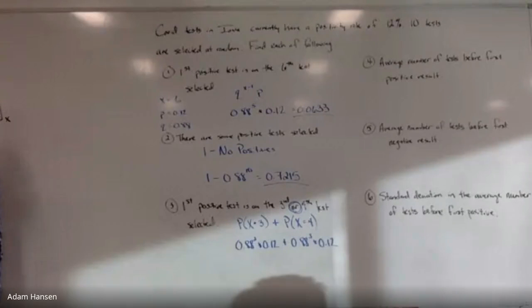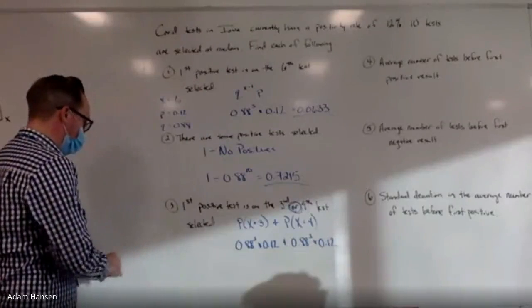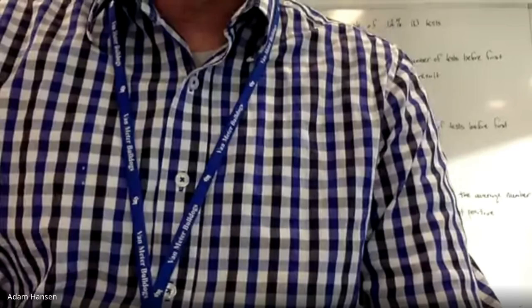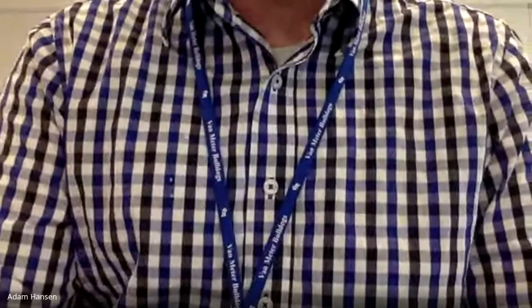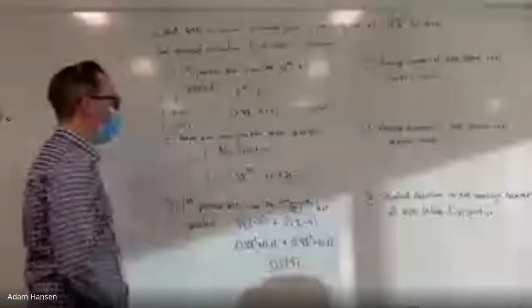What's the probability that you get the first positive result on the fourth test selected? If I don't get a positive test result until the fourth test, I would have had a negative test for the first three tests chosen. 0.88 to the third times 0.12. So the first one's about 9.2, 9.3%. We're going to add that with the next one, 0.88 to the third times 0.12. Having the first positive result happen on either the third or fourth test picked, about 17.47%.